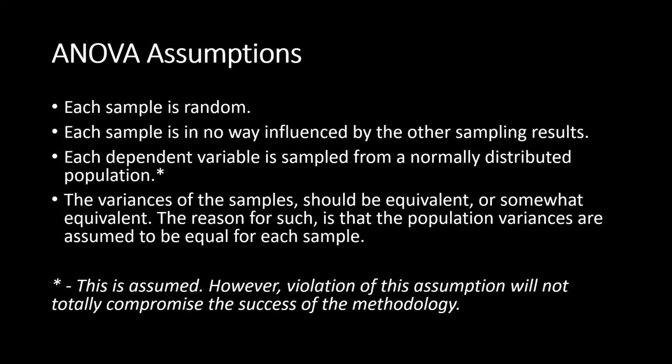So here are our model assumptions. We're going to assume that each sample is random. Each sample is in no way influenced by the other sampling results. Each dependent variable is sampled from a normally distributed population, and the variances of the samples should be equivalent or somewhat equivalent. And the reason for such is the population variances are assumed to be equal for each sample. And you'll notice if you've watched the t-test lecture that many of these assumptions are the same.